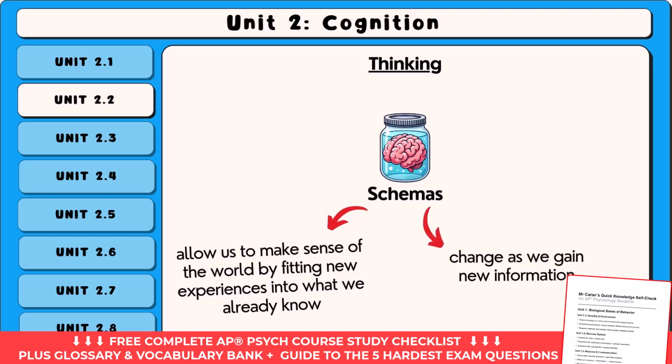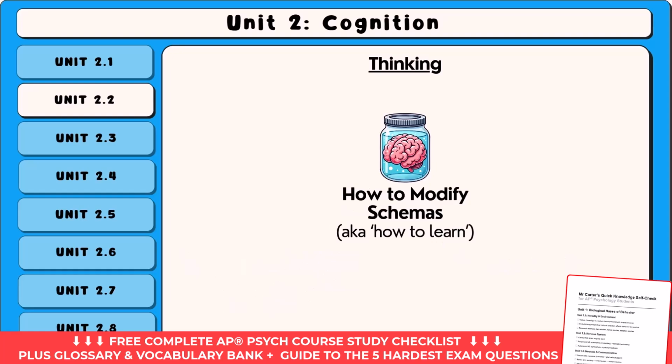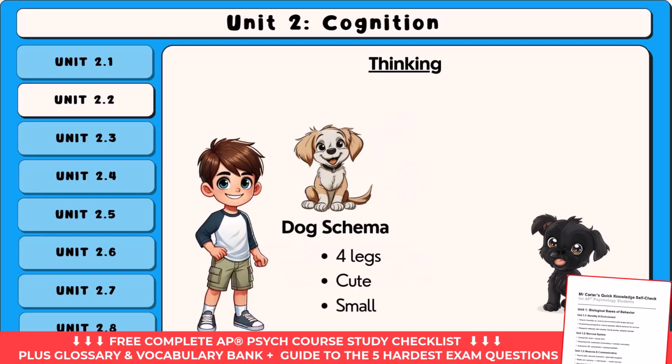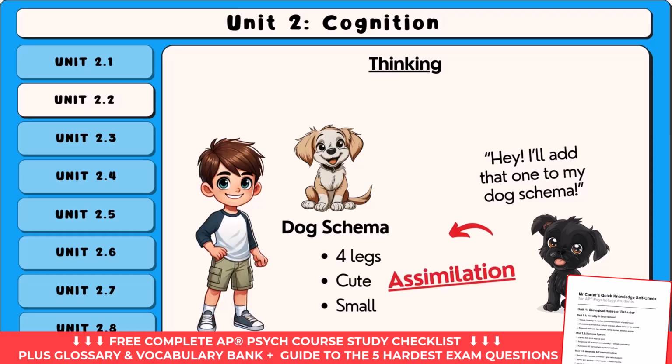However, schemas are not fixed. They change as we gain new information. According to Jean Piaget, there are two ways schemas are modified: assimilation and accommodation. Assimilation happens when we take in new information, but do not change our existing schema. For example, if a child has only ever seen small dogs and then sees a new small dog, they simply add it to their dog schema without adjusting anything. Here, the schema didn't require changes, so it's an example of assimilation.